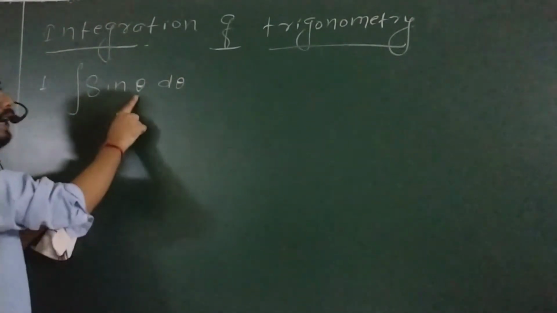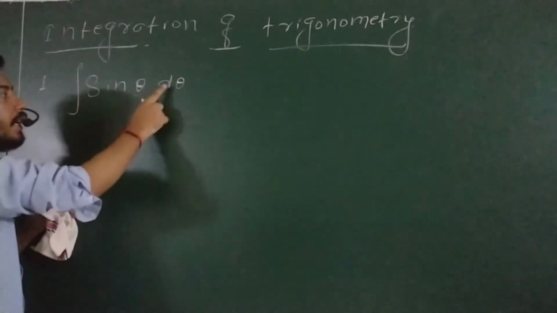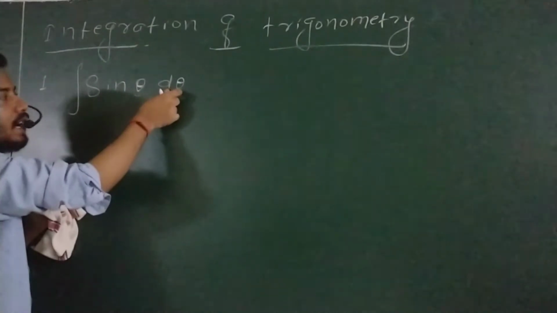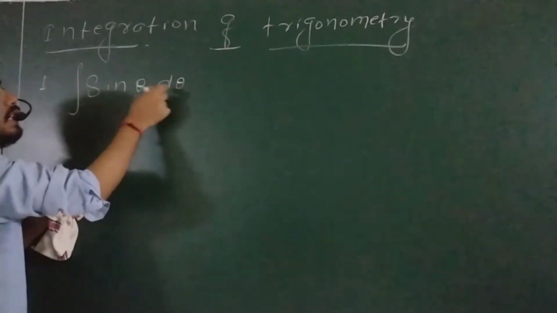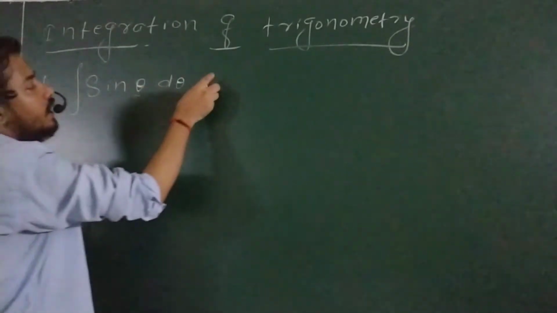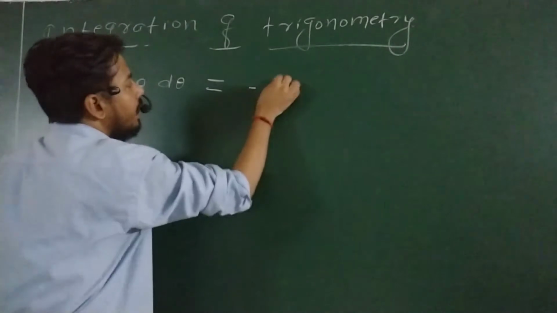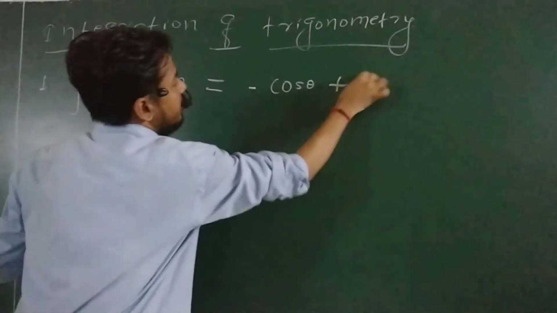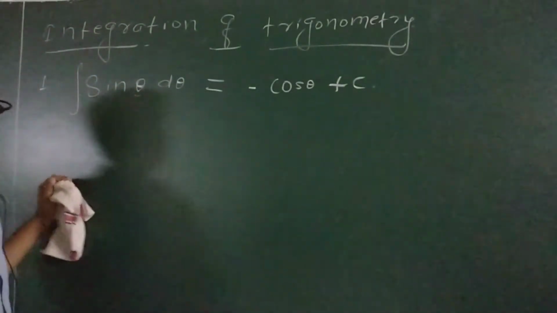Suppose that someone writes sine x, so he is also right. But here you have to write dx. It means always this should be variable. It is theta, so you have d theta. It is t, dt. It is x, so dx. So integration of sine x is equal to minus cos theta, don't worry, plus c. Integration of sine theta is equal to minus cos theta plus c.